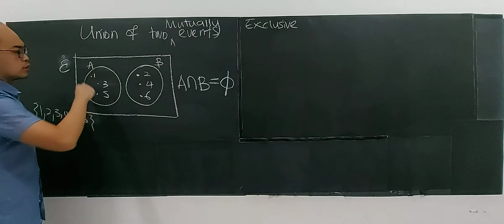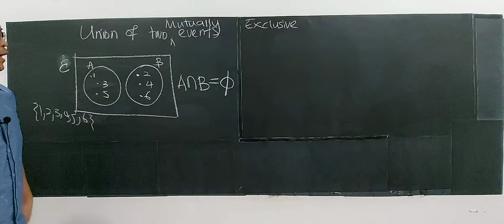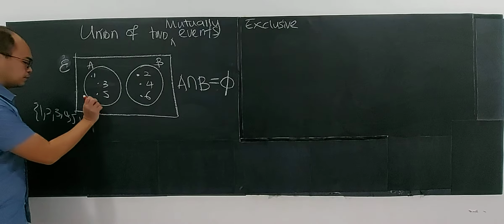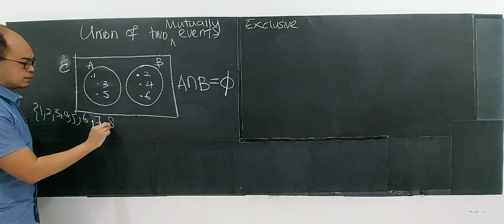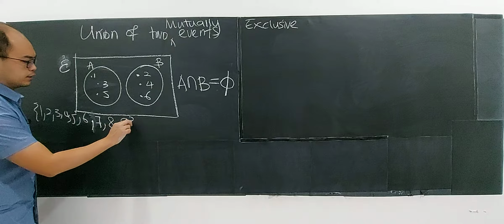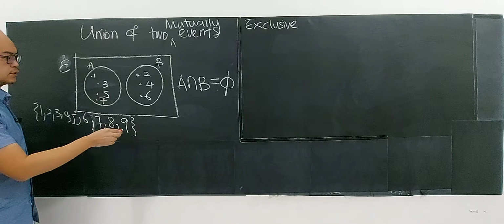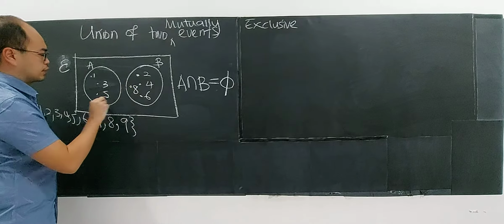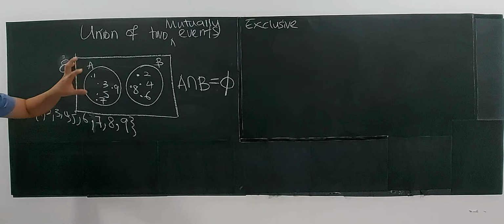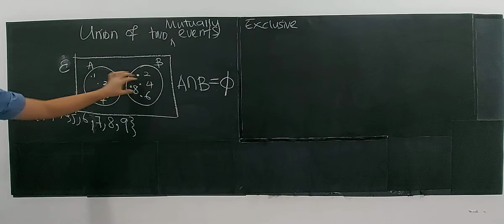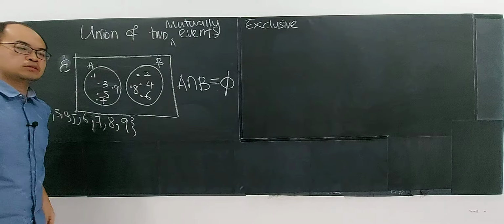Right? These two events are actually mutually exclusive. For example, if this is 1, 3, 5, 7, and this is 8, and here is 9, so if this is odd and this is even, they are totally mutually exclusive. So there is no intersection between these two events here.